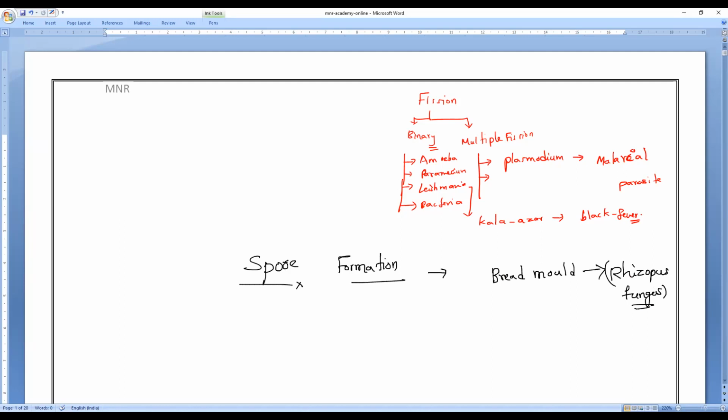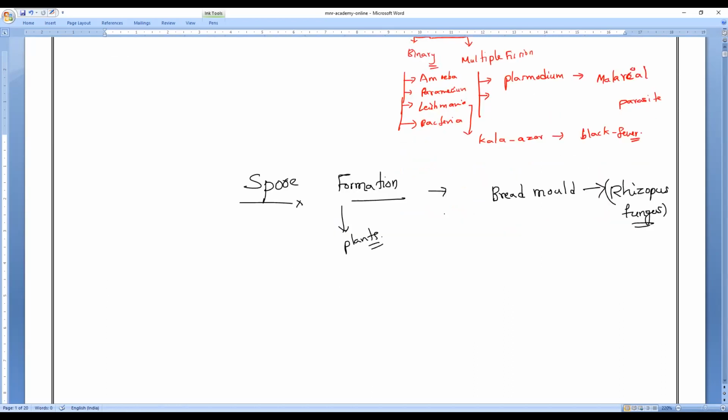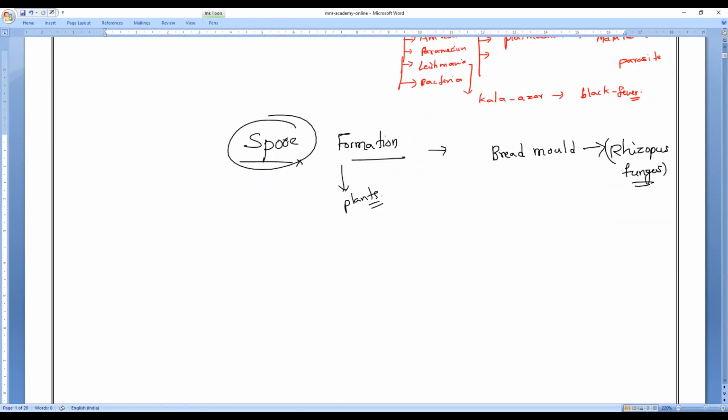Now, with the help of this, we used to make one of the most important antibiotic drugs also. That we will discuss as well. If you notice here, reproduction by spore formation takes place in plants alone. So if you take plants, spore formation is one of the reproductive techniques. What happens in spore formation? The parent plant produces hundreds of microscopic reproductive units. That is what we call spores.